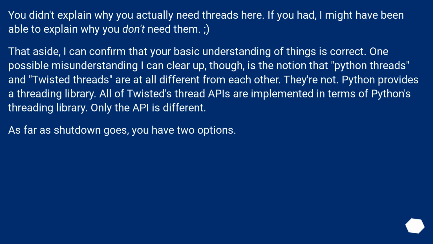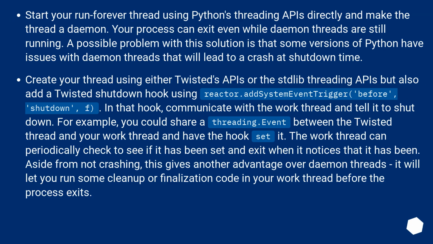As far as shutdown goes, you have 2 options. Start your run-forever thread using Python's threading APIs directly and make the thread a daemon. Your process can exit even while daemon threads are still running. A possible problem with this solution is that some versions of Python have issues with daemon threads that will lead to a crash at shutdown time.